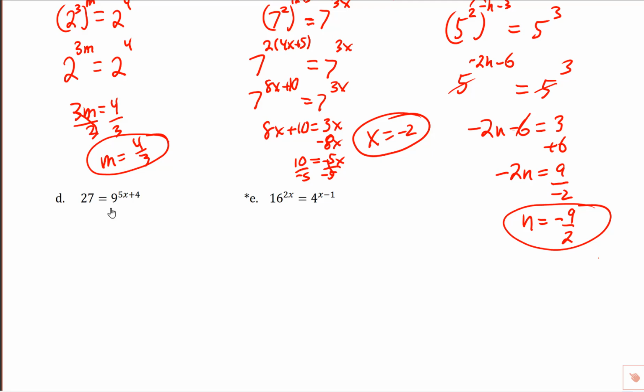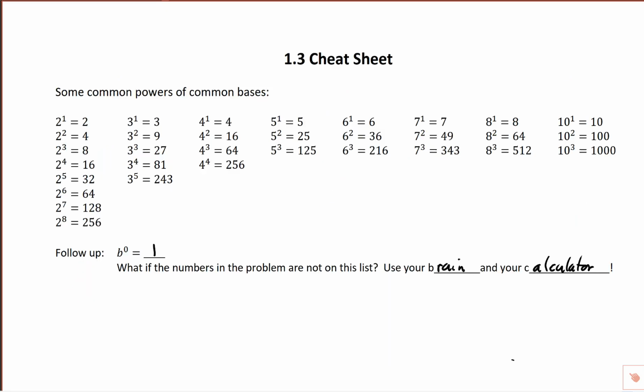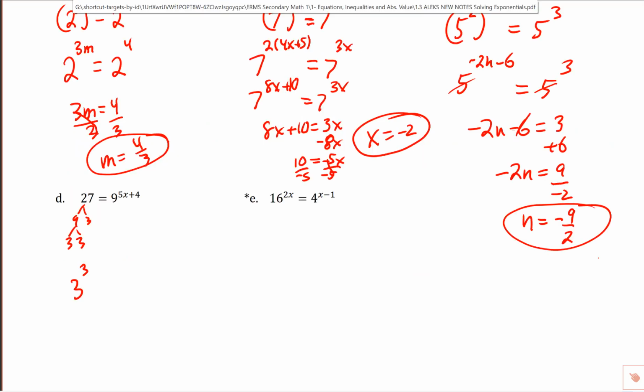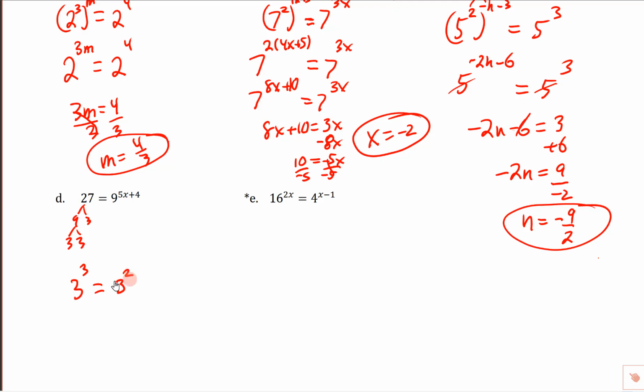Need a 27 and a 9. If you think about that for a second, this is 9 times 3. And that's 3 times 3. So if you wanted to break that down, that is actually 3 to the third. You could also just look on a list like this, or maybe throw it into your calculator, try powers of 3. And then on this side, we have 3 squared raised to the 5x plus 4. Don't forget that the 9 became 3 squared, the 27 became 3 to the third.